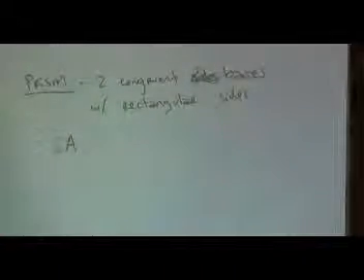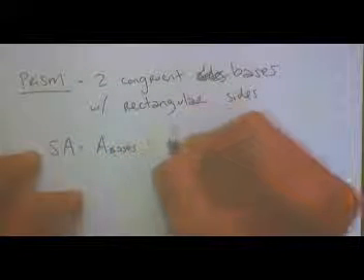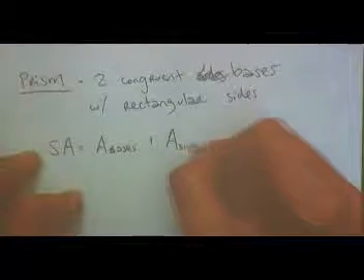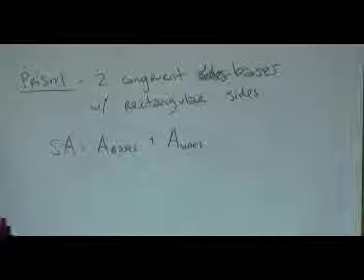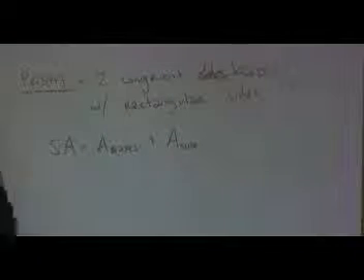I'll be writing SA, of course, for surface area, capital S, capital A. We use the capital A for regular area. We're using a capital SA for surface area. It's going to be the area of the bases plus the area of the sides.